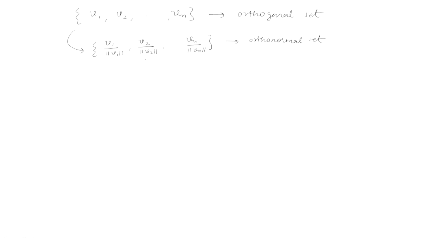You can easily verify now that the norm of each vector is 1. What is the norm of the first vector? If it is u1, what is the norm of u1? Norm of u1 is the norm of v1 upon norm of v1. It is a scalar quantity, so we can take it out. It is 1 upon norm of v1 times norm of v1, so it is 1. Similarly, we can verify for these vectors also. And if you take any two distinct vectors in this set, because the norm is only a scalar quantity, it comes out of the inner product, and this set is an orthogonal set, so this will also be orthogonal.